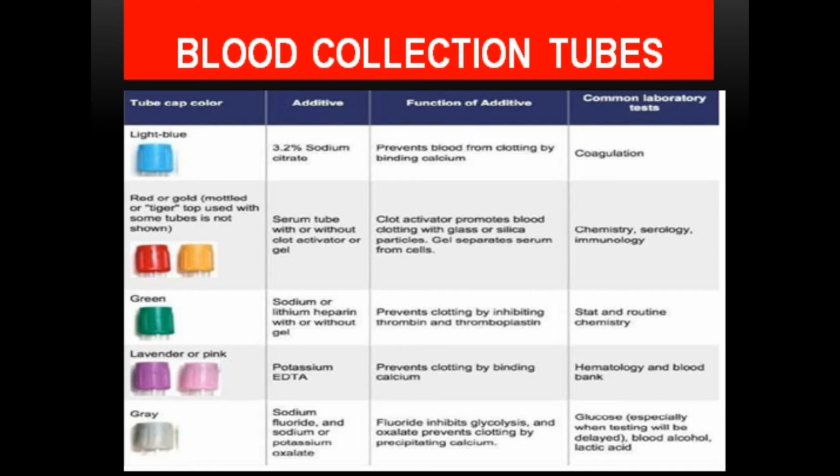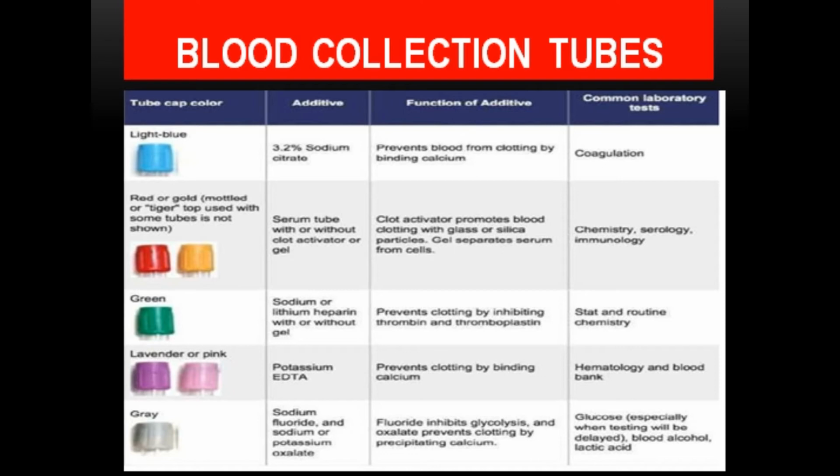Then we have the red top tube, which also contains no anticoagulant, and in this red top tube we basically take out the serum. Either it may be red top or it may be yellow top with the serum separator gel in between the tube. So primarily these tubes are used for the separation of the serum. Serum will be separated, and then it goes to the determination of the non-formed elements like chemistry, serology, immunology, etc.